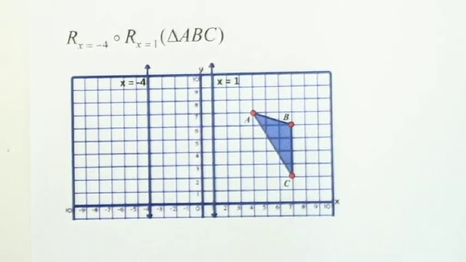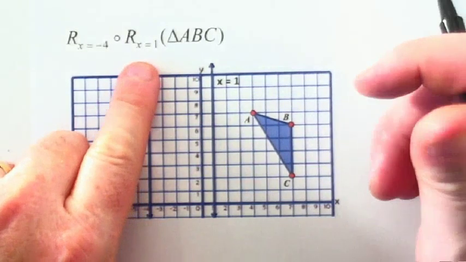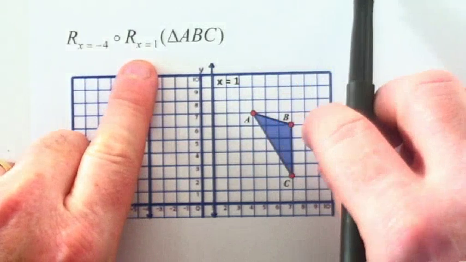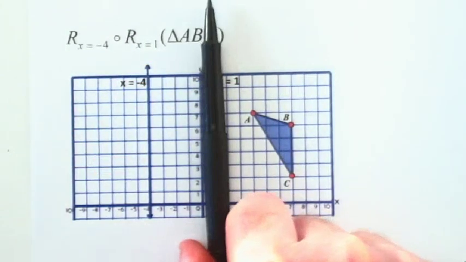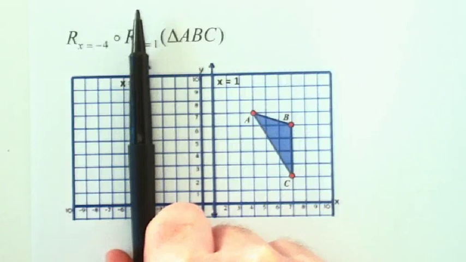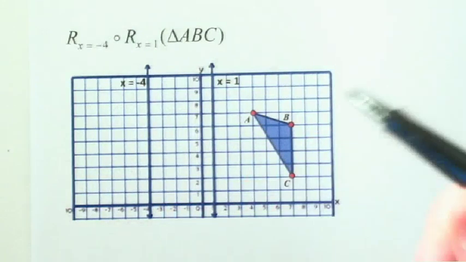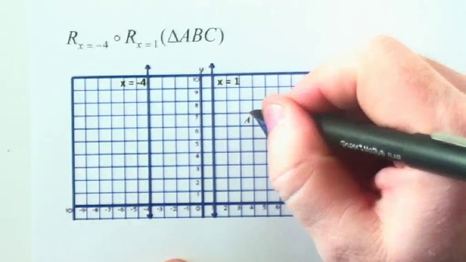So let's take a look now at some specific composite transformations. And in this case, we're going to do back-to-back reflections. So we're going to reflect over the x equals 1 line, this one, and then we're going to reflect over the x equals -4. So I'm going to again quickly jot these down.